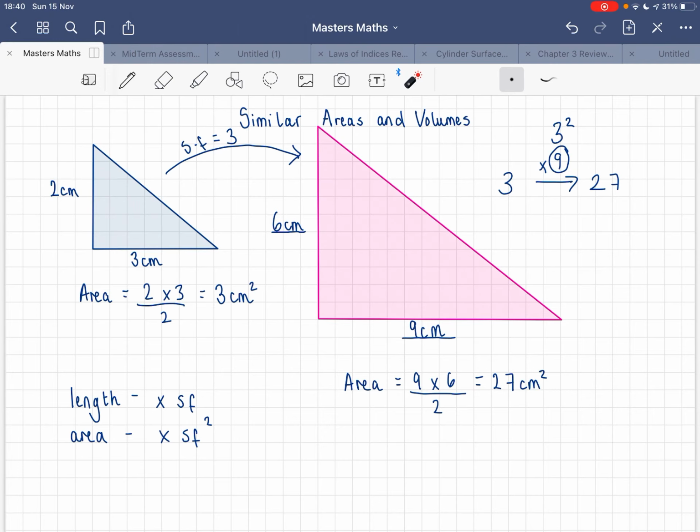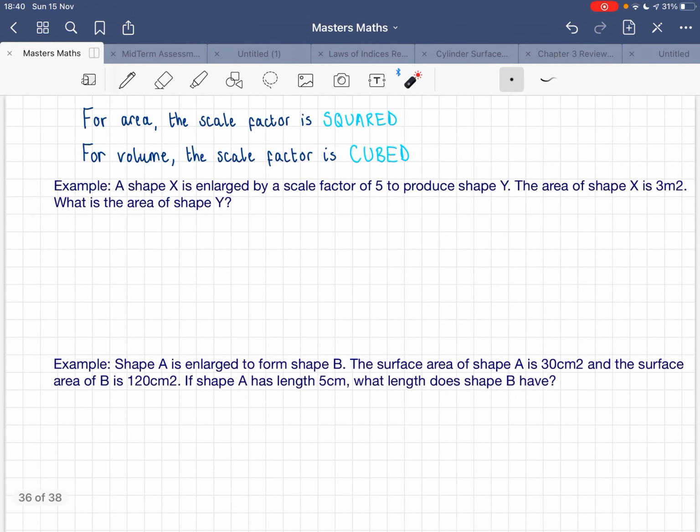Okay, so that's the main thing that we need to keep in mind for this lesson. I've put it on the next slide. For area, the scale factor is squared. Whatever the scale factor is, to work from one area to another, we have to square the scale factor. And for volume, because the units for volume are centimeters cubed or meters cubed, it makes sense that the scale factor has to be cubed.